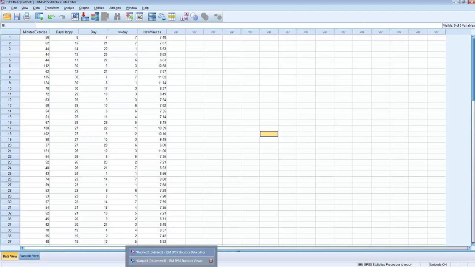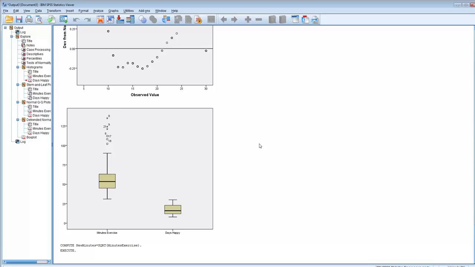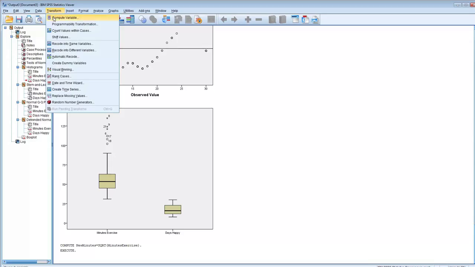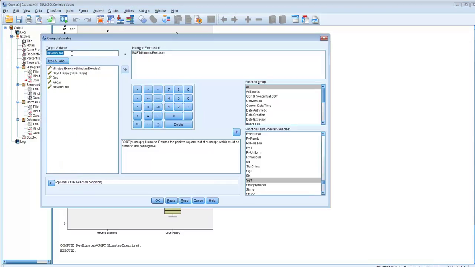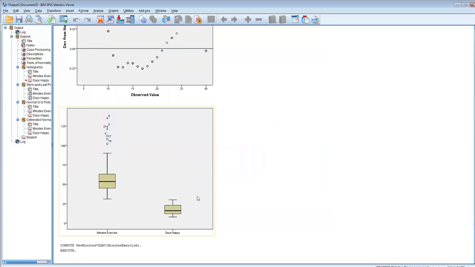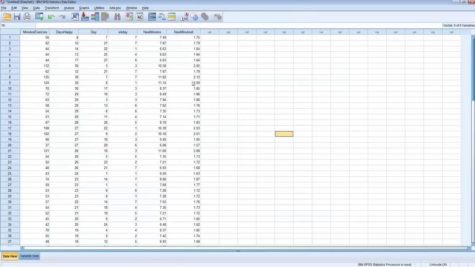And because I don't know exactly yet where this stands, I'm going to actually create a new transformation for the data, and I'm going to call this new minutes 2. And I'm going to do a log 10 transformation on this one, again recommended by your book for correcting issues of skewness. So a log 10 transformation, and I'll bring in minutes exercised again, and I'll simply click OK. And now if I look at the data, I know that I have new minutes and new minutes 2.